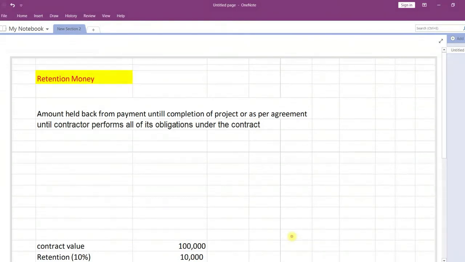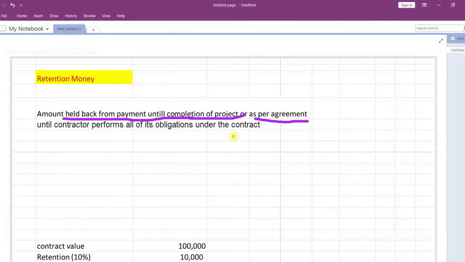When you have a contract with some client, they withhold an amount from your payment until the completion of the project, or you have some other agreement that after the completion of the project, maybe 6 months or any other arrangement. What is the purpose of retention money? Mostly it is to make sure that the contract has been completed, it is reviewed, and the contractee to which the contract is assigned has performed all its obligations under the contract. So that is what retention money is.